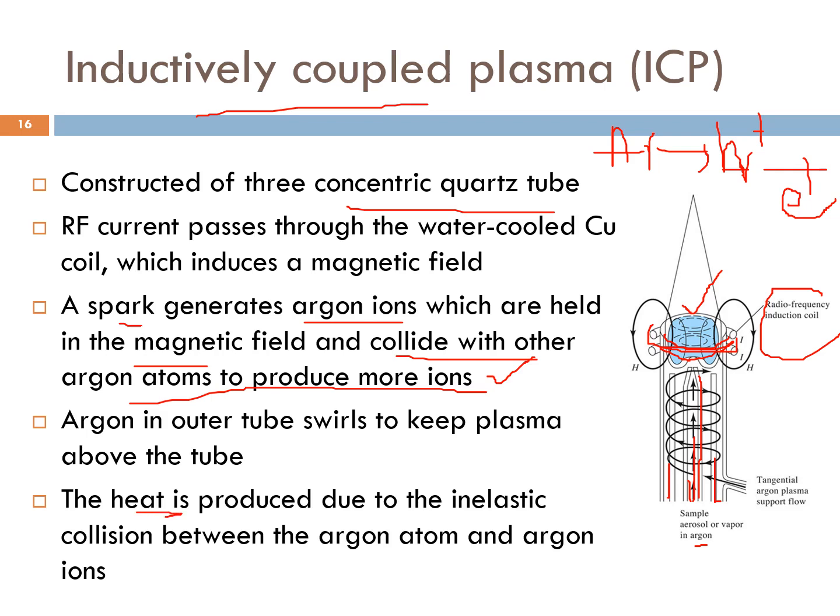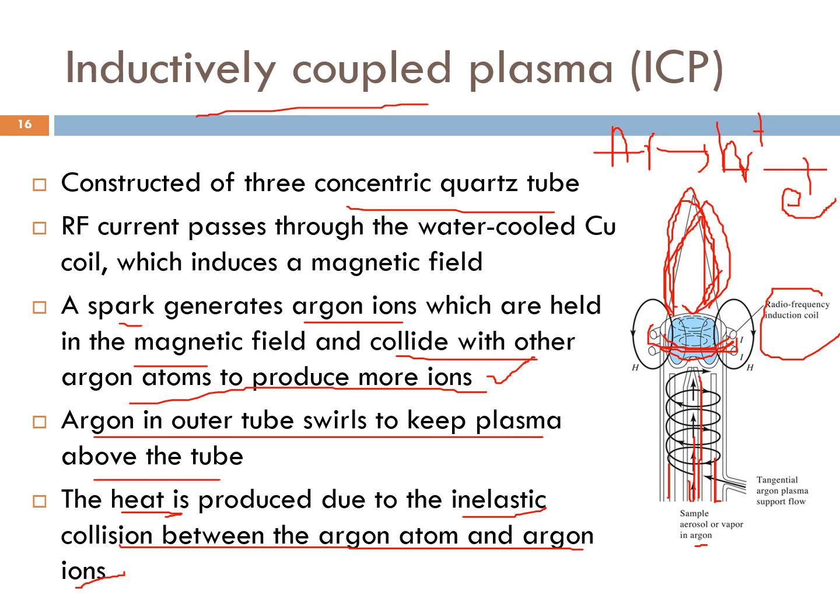And then the heat is produced, yang akan memproducekan plasma, akan being produced due to the inelastic collision between the argon atom and juga argon ion. So ni akan menyebabkan plasma lah, keluar plasma which has the high temperature. So argon in outer tube swirls to keep plasma above the tube. Okay, kalau tengok ada tangent, argon plasma akan masuk tangentially ikut sini, and this argon in outer tube akan keep plasma above the tube so that it will not melt the instrument lah, sebab dia akan panas kan. So ni untuk stabilize kan dia punya temperature.